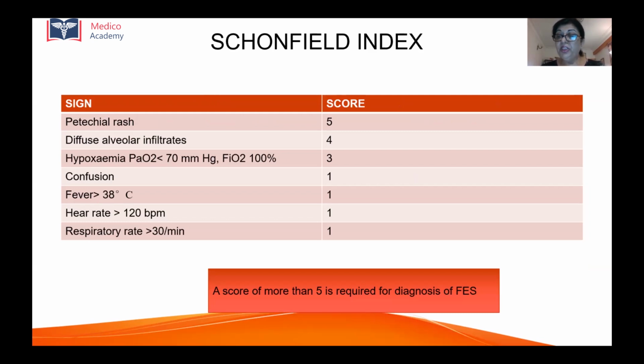A petechial rash is pathognomonic of fat embolism syndrome, with the rash usually present in the conjunctiva, oral mucosa, and skin folds of the neck and axilla. This is shown by the Schonfeld Fat Embolism Index, which ranks the signs and symptoms of FES in relation to the incidence of presentation. The signs may be petechial rashes, diffuse alveolar infiltrates, hypoxemia, PaO2 less than 70, confusion, fever more than 38, heart rate more than 120 beats per minute, and respiratory rate more than 30 per minute. A score of more than 5 is required for diagnosis of FES.